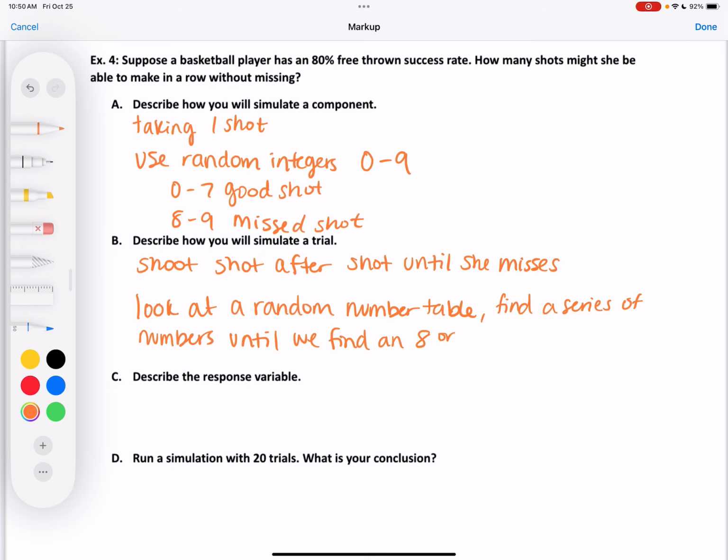Until we find an 8 or 9, because that would imply a miss. So essentially, I'm going to count every make until I get to an 8 or a 9, and I don't obviously count that shot. So I'm counting all the makes that she gets. So the response variable is the number of shots without missing.